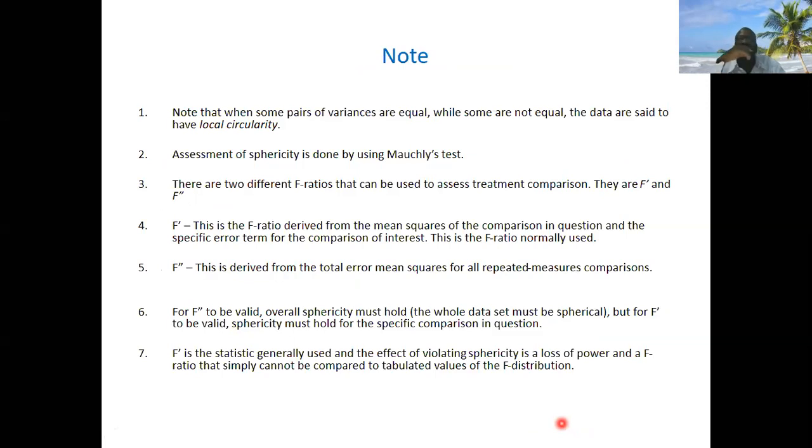Now, know that when some pairs of variances are equal while some are not equal, the data are said to have local circularity. Sphericity is tested using the Mauchly test. There are two different F ratios that can be used to assess treatment comparison. The one used most is the first one, derived from the mean square of the comparison in question and the specific error term for the comparison of interest. This is the F ratio normally used. The other one is derived from the total error mean square for all repeated measure comparisons.